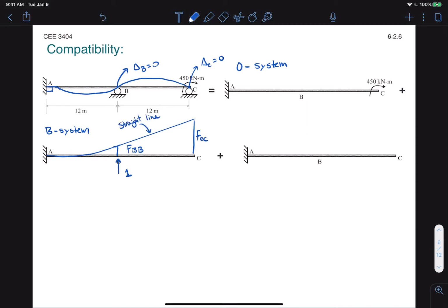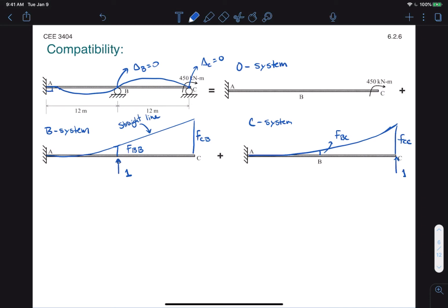And then for our last system, that would be our C system, because we'll load it at C, again, with a unit force there to correspond to the roller support. And so that'll bend all the way to C. So this should be FBC, and this should be FCC. And I realize I made a mistake labeling over here. That should have been FCB. Displacement at C due to force at B. Okay, now we have our labeling right.